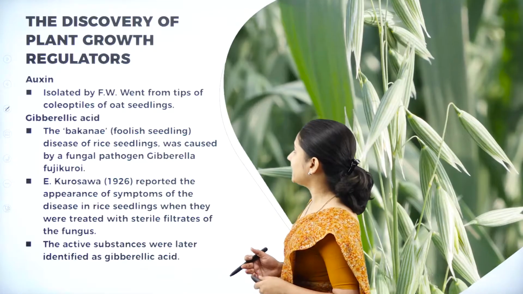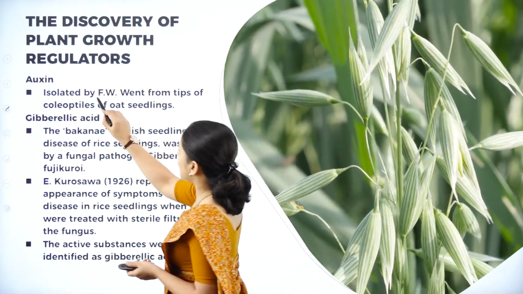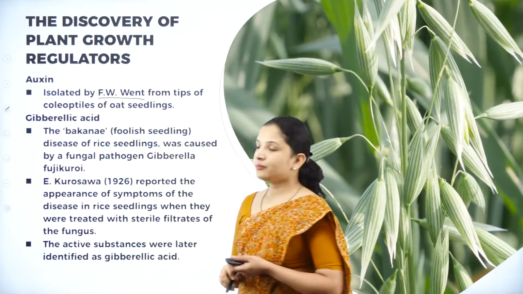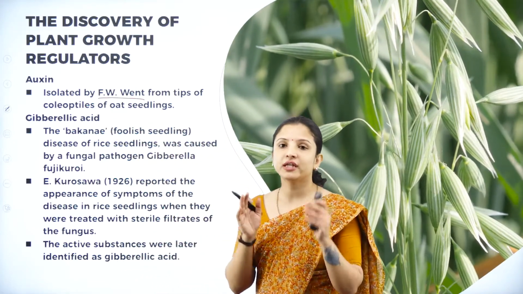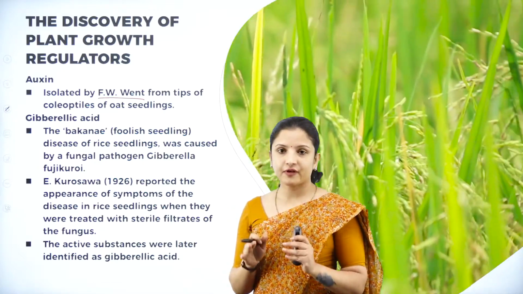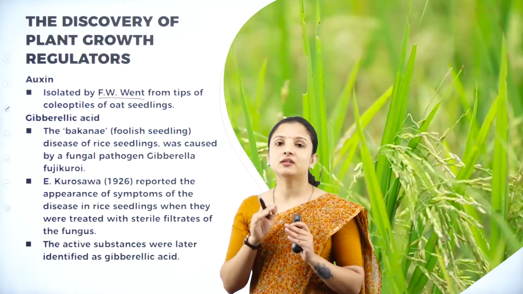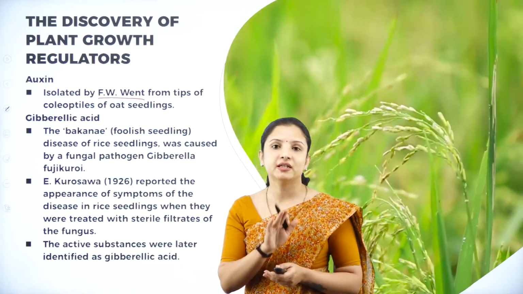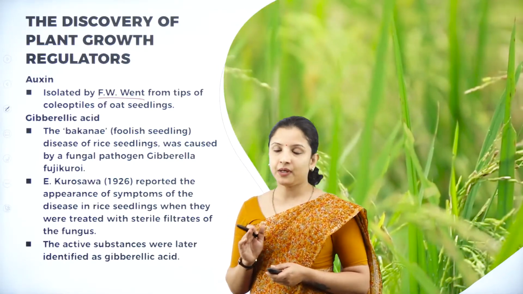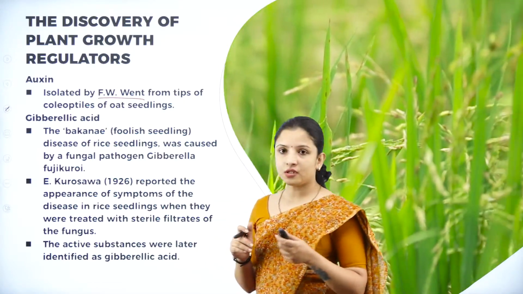And next, one more scientist, his name is F.W. Went. So F.W. Went was the first scientist to name it as auxin. He was the first to say that there is a chemical component called auxin present at the tip of the coleoptile that actually helps in the growth of the particular plant. So for that, he performed an experiment.